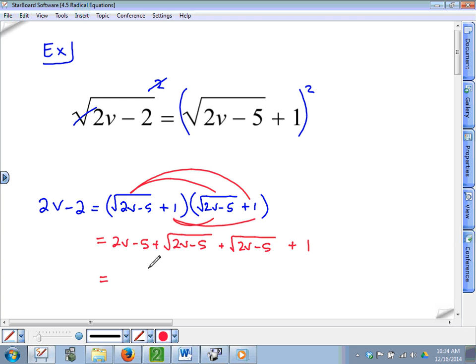So combine some like terms here on the right side. 2v doesn't combine with anything on the right side, just stays 2v. But the negative 5 and the positive 1, that makes negative 4. And what about these? We're adding radicals now. Okay, you can only add radicals if they match exactly. Do these match exactly? Yeah. So how many of them do you have? So you have plus 2 square roots of 2v minus 5. Again, we've added radicals before. None of this is new. Left side, all you had is 2v minus 2.